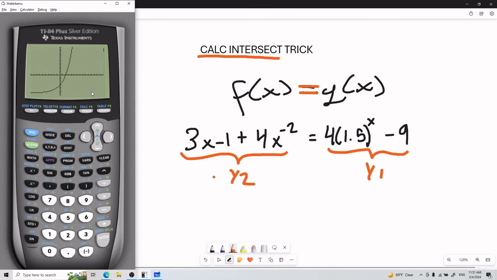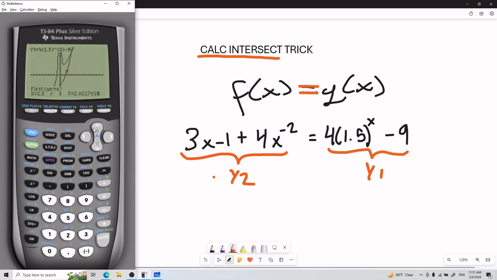And so basically, we need to find the intersection of these 2 points. We need to find the value of x that solves this. And so right now, where are my intersects? I have 2. I have one down here, and I have one up there. And so what we can do is we can go second calc for the calc intersect.